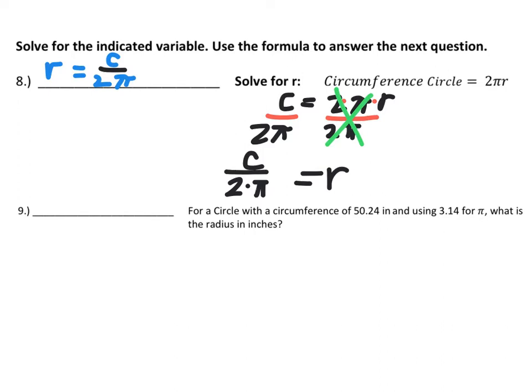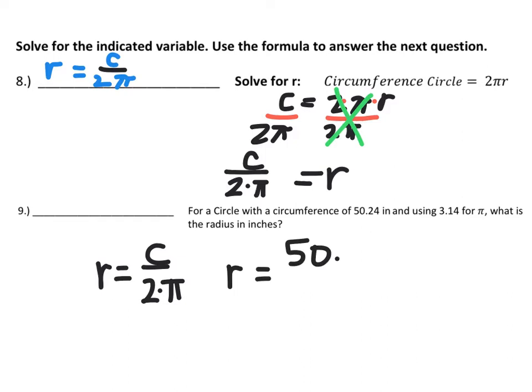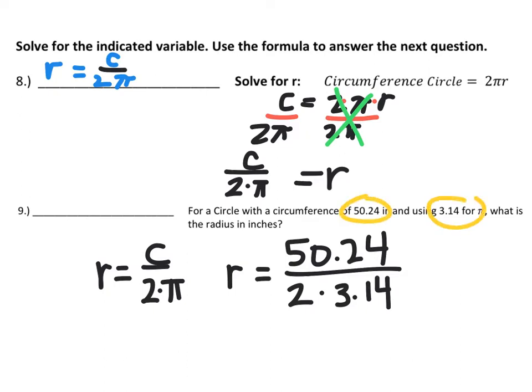For number 9, we're going to use our new equation to answer this question. For a circle with a circumference of 50.24 inches and using 3.14 for pi, what is the radius in inches? So all we have to do is rewrite the equation and substitute in to solve. So we're looking for the radius. We know the circumference is 50.24, so I sub that in place of the c. And then I'm going to divide that by 2, and we're going to use 3.14 for pi. So I'm just putting these values into the equation.